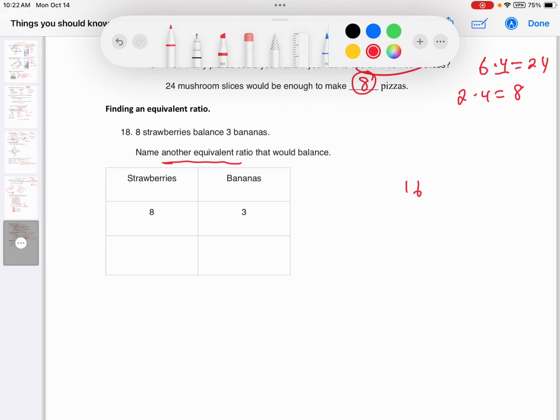So pick up the calculator, put 8 times 16 and 3 times 16. 8 times 16 is 128. 3 times 16 is 48. And that would be another equivalent ratio.